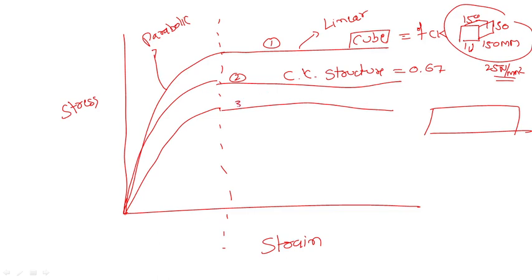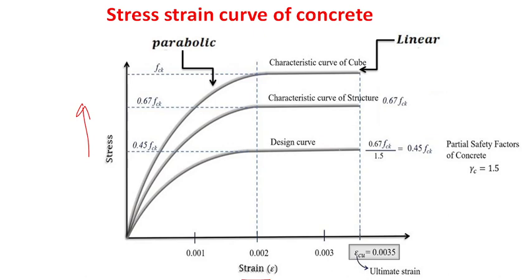This is a third curve. After the cube has been constructed, first step we have done with the cube and tested and you got the result. But the actual structure is very big, so we have taken the 0.67. But for the design purpose, for the design curve, we will again apply the partial safety factor, that is the partial safety factor of the concrete, 1.5.